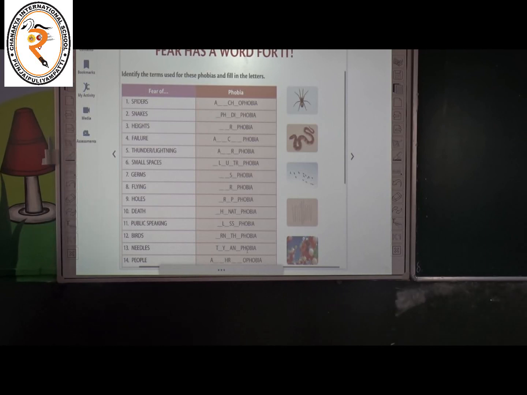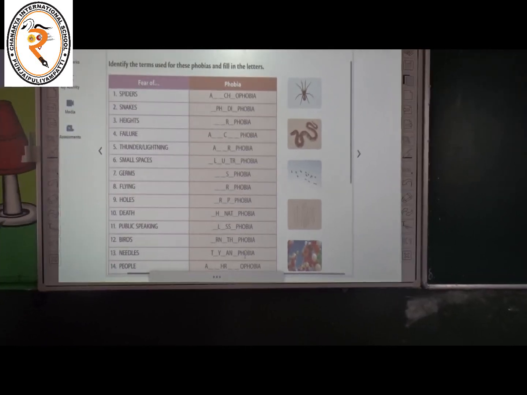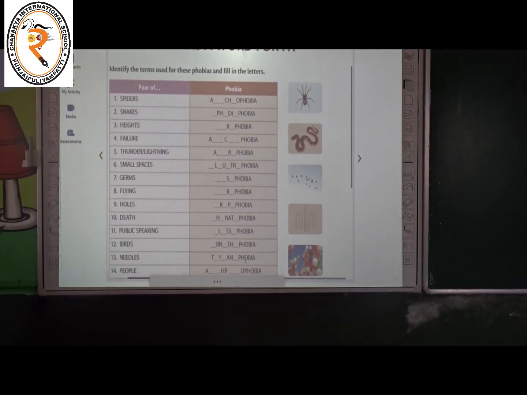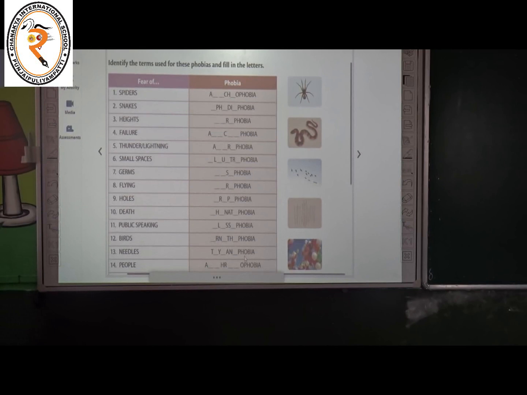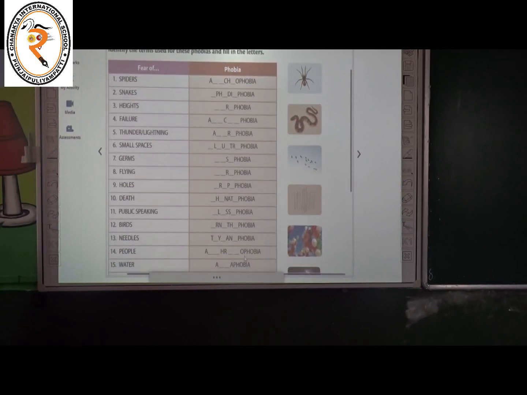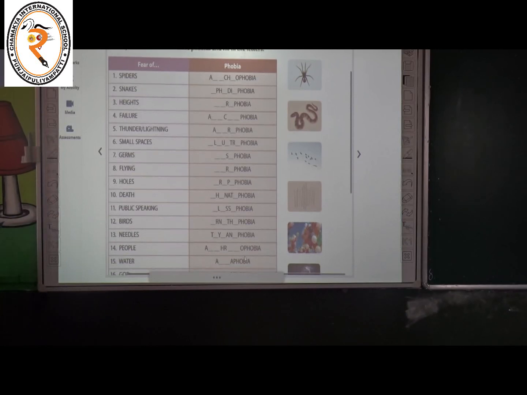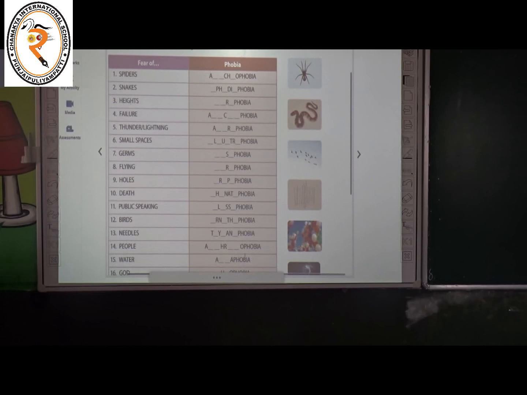It is called ophidiophobia. Fear of snakes is called ophidiophobia. And fear of heights. It is called acrophobia. Fear of height is called acrophobia. And fourth one, fear of failure. Achiphobia. Fear of failure is called achiphobia. And fear of germs. It's called mysophobia. M-Y-S-O. Mysophobia. And next one, fear of birds is called arachnophobia.